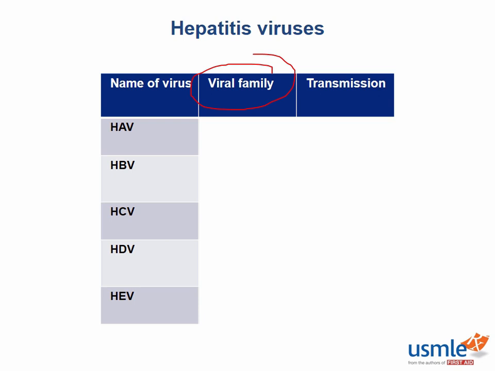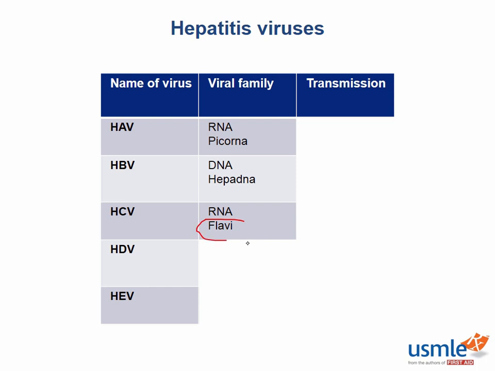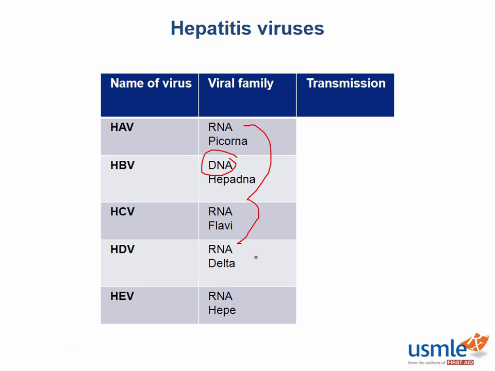So starting with hepatitis A, what kind of virus is it? Very good, it's a picornavirus, or an RNA virus. Hepatitis B is a hepadnavirus, and it's the one DNA virus of the hepatitis viruses. Hepatitis C is a flavivirus, very good, another RNA virus. Hepatitis D is a delta virus. And hepatitis E is a hepevirus. So you can see we have 1 DNA and 4 RNA viruses that are all from different viral families.